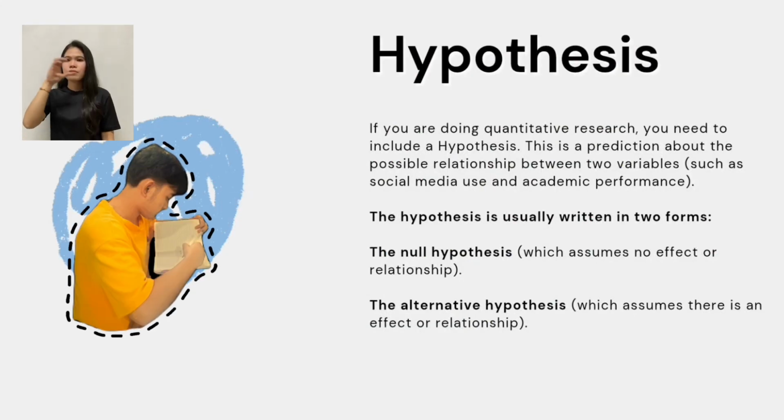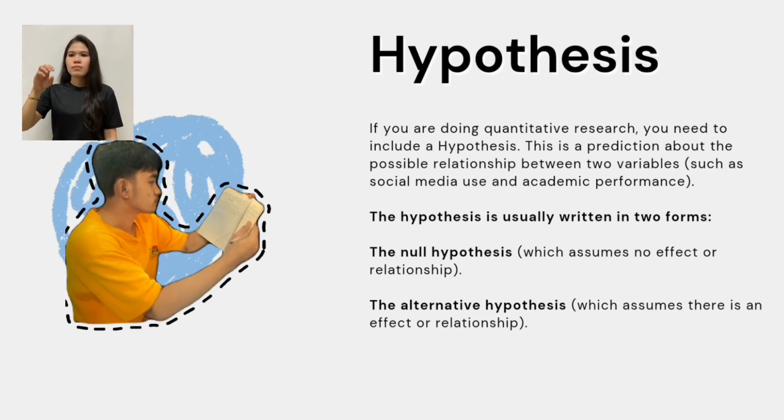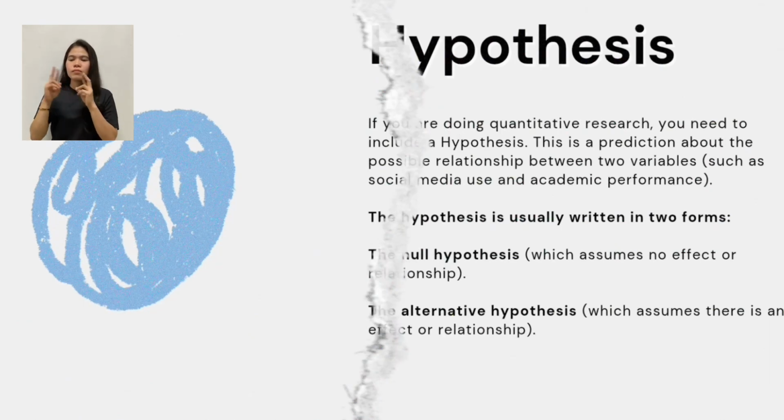Hypothesis. If you are doing a quantitative research, you need to include a hypothesis. This is a prediction about the possible relationship between two variables, such as social media use and academic performance. The hypothesis is usually written in 2 forms. The null hypothesis, which assumes no effect or relationship between the 2 variables, and the alternative hypothesis, which assumes there is an effect or a relationship between the 2 variables.